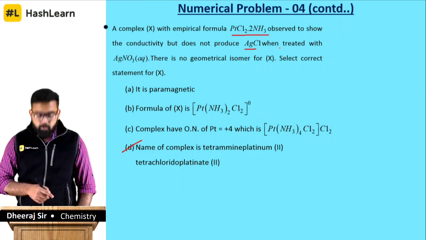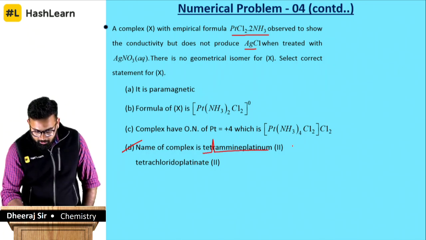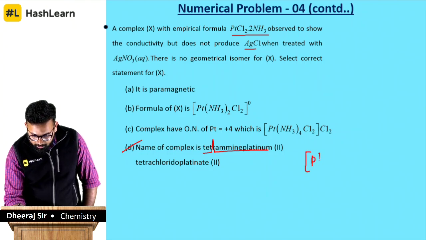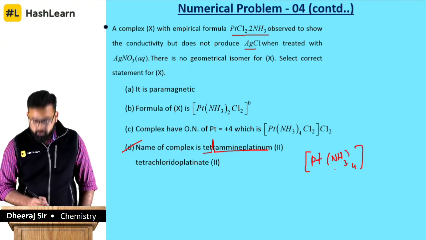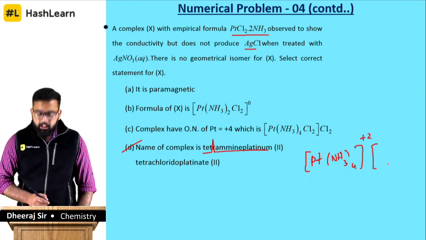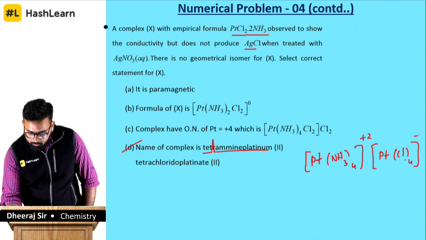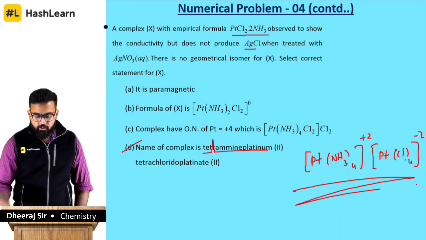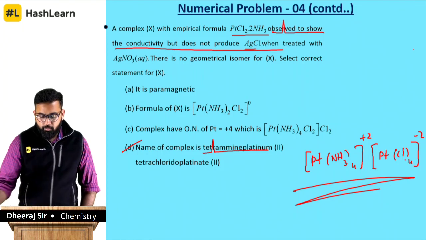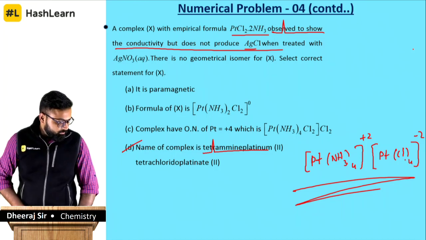If everything is present within the square brackets, it has to be in the form of a cationic complex and an anionic complex. Therefore, tetramine platinum is Pt(NH3)4, and platinum's general charge is +2. This has to be counteracted by tetrachloridoplatinate, so PtCl4 with charge -2. So this is the structure. This information, that the conductivity does not produce AgCl, means nothing is present outside the square bracket. So that makes our work a little easier. So D is the right answer.